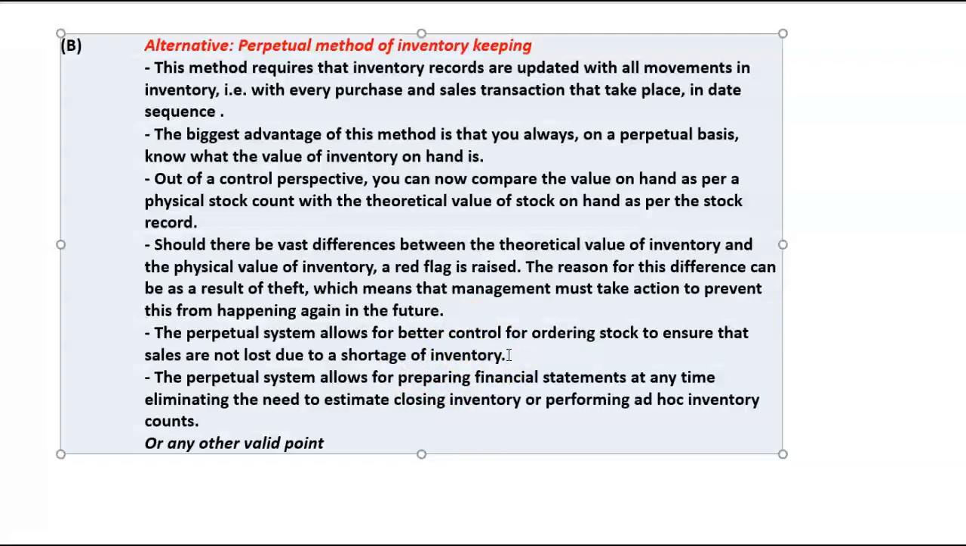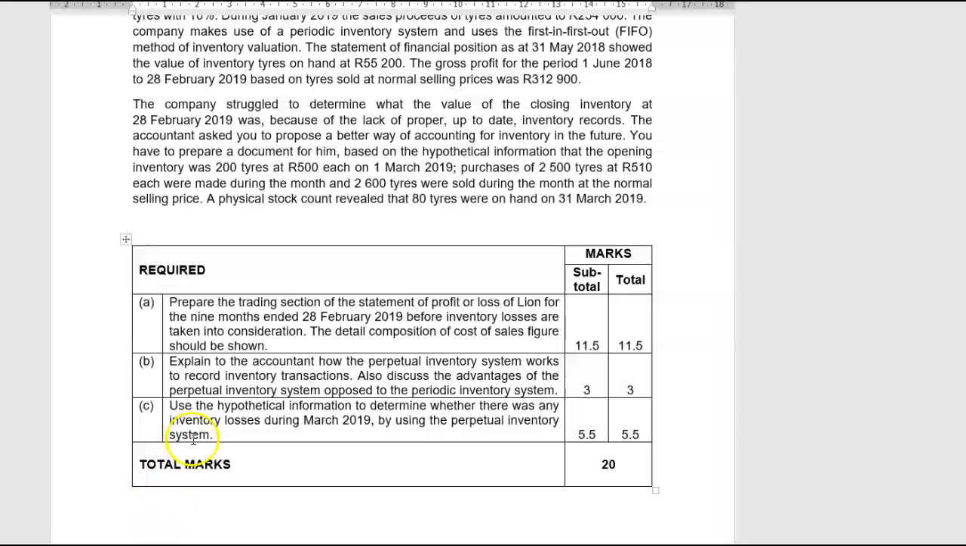The perpetual inventory system allows for preparing financial statements at any time, eliminating the need to estimate closing inventory or performing ad hoc inventory counts. Because I have a theoretical figure on hand, in order to know exactly what my inventory figure is, I don't really have to perform a count. And you could have added a number of other valid points as well.